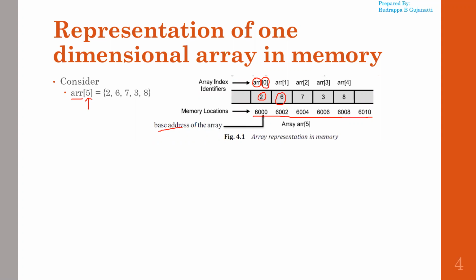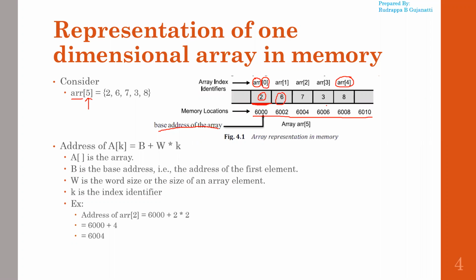And if I know the base address, and how much the word size of an array element is, say if it is an integer, it might be 2 bytes or 4 bytes, then depending on that you can estimate the address location of an element, say having index 4, or having index n minus 1. Anything like this we can estimate using these parameters. So this is what we had discussed.